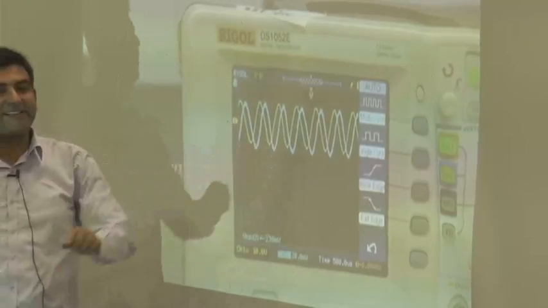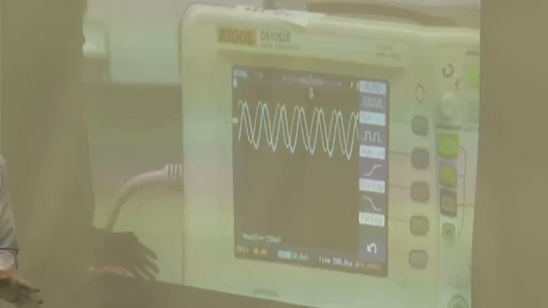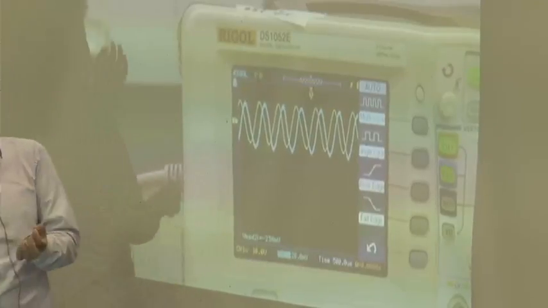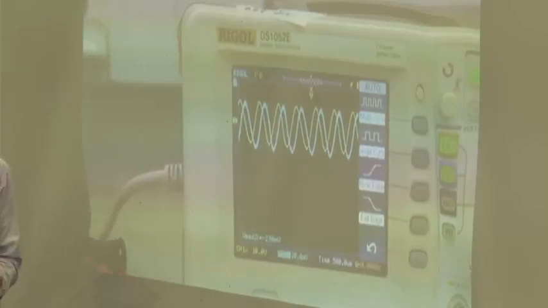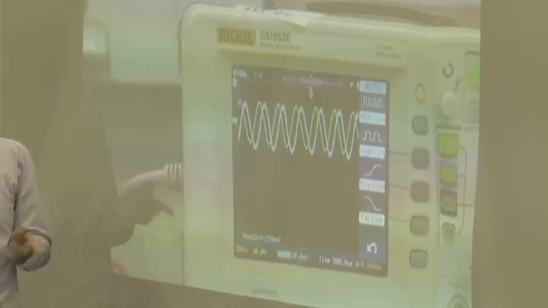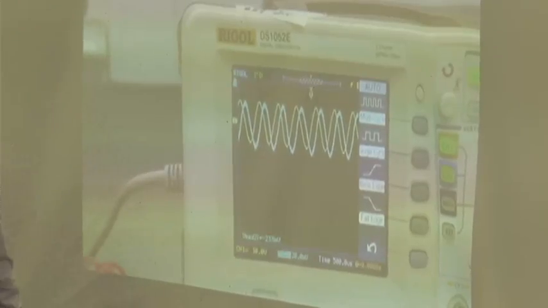Therefore the induced EMF is not in phase with the inducing voltage. There's a phase difference because of the derivative of the current. If one is sine, the other is cosine. So one waveform is 90 degrees out of phase with the other.